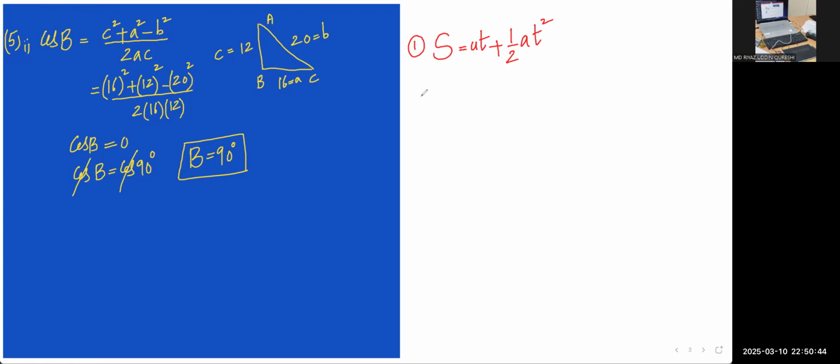Whenever in our question you see two cars are initially at rest, you can underline this if you have a hard copy. Initially at rest means our u value will be 0. u is the initial velocity, v is the final velocity. And one more formula we have to memorize here is v square, where v is the final velocity, minus u square is equal to 2as.